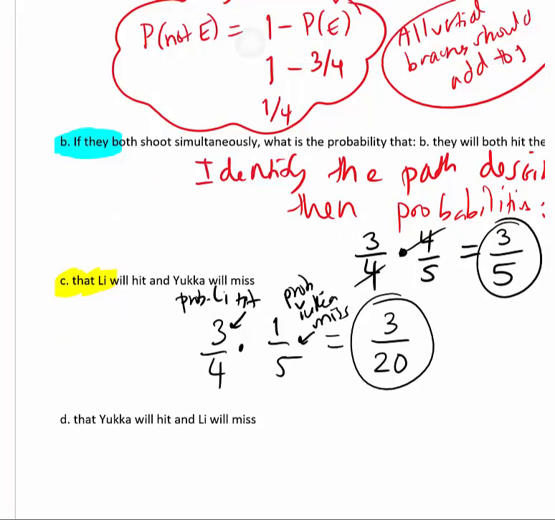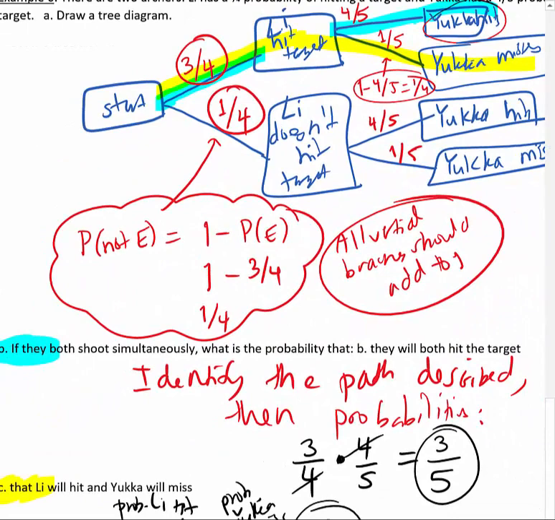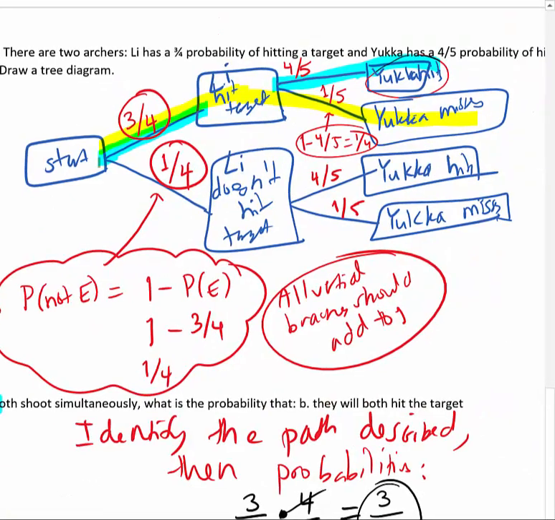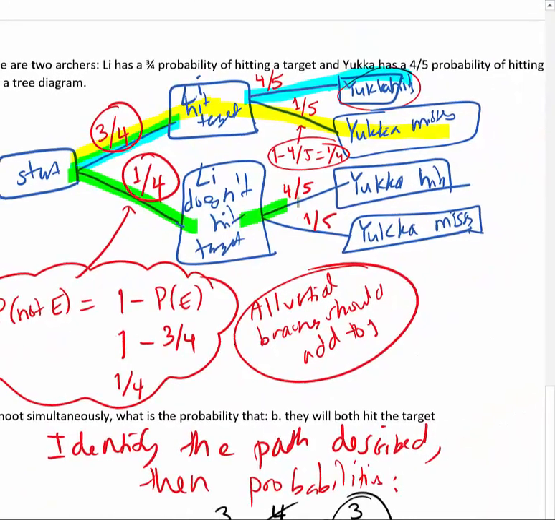Alright, what about part C? Or sorry, part D. Yuka hit and Lee will miss. Okay, where was that? Well, Yuka was mentioned second, so I'm going to think more about Lee will miss. Lee will miss is this way, and then Yuka will also, wait, Yuka's hitting, okay, so that means that we go this way.